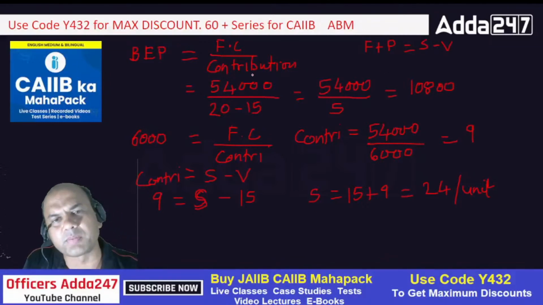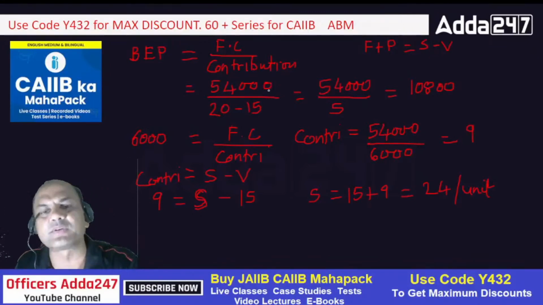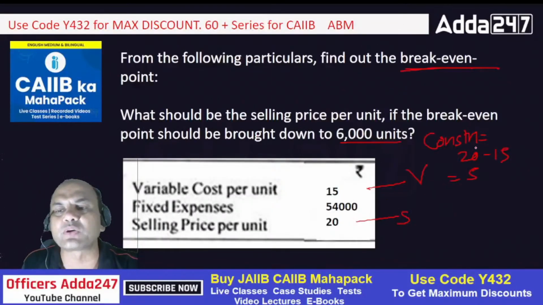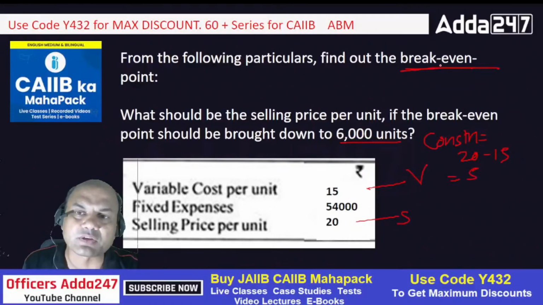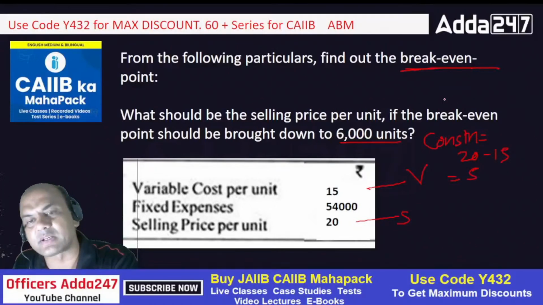Once you know the formula, the problems are so easy. Just now you saw it here. Within half a second or hardly 5 seconds, you got this contribution. Within hardly the next 5 seconds, you got this break-even sales. Why? Because fixed cost upon contribution, you got it immediately.